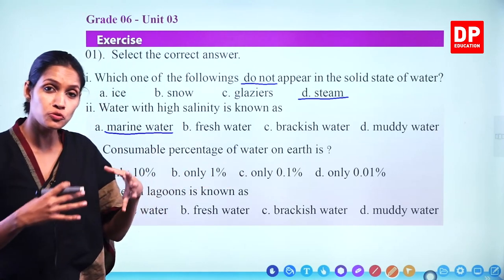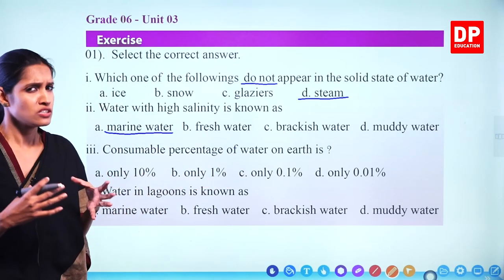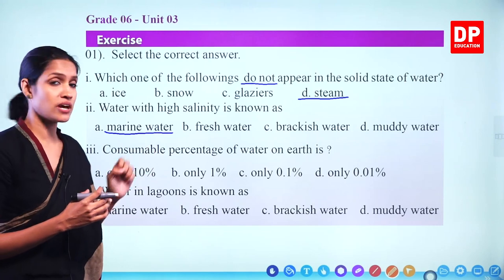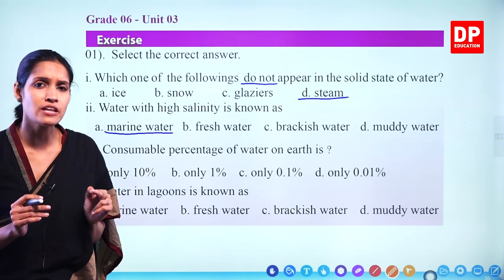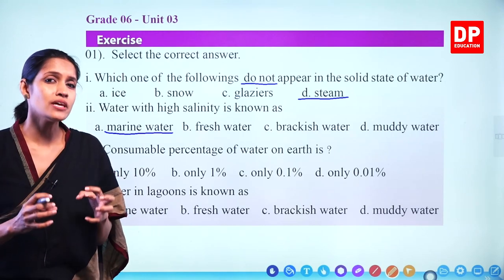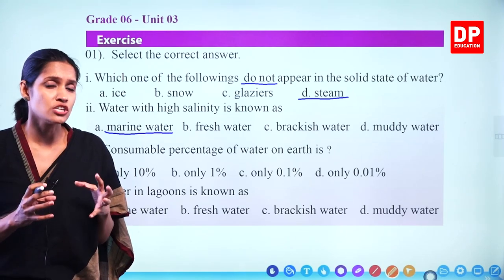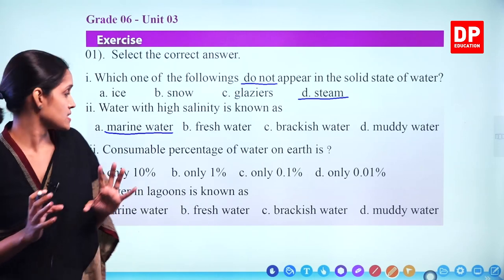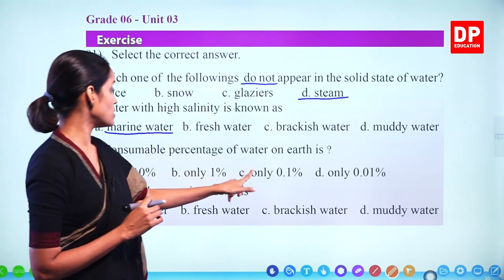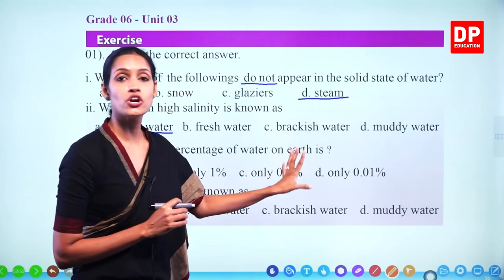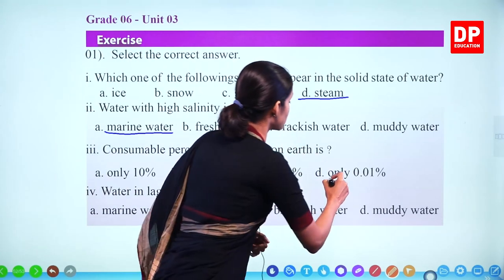Number three, consumable percentage of water on earth is. The amount of water that can be consumed. Do you remember this, children? Now these facts you have to memorize. I hope you remember I explained that the amount of water that can be consumed is 0.01%. This is only 10%, only 1%, only 0.1%, only 0.01%.